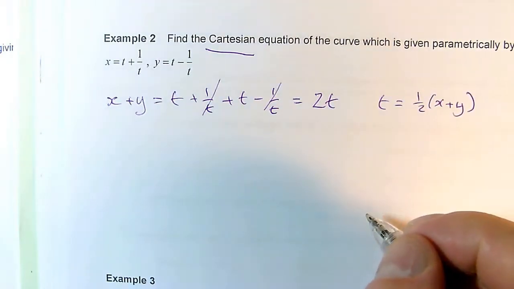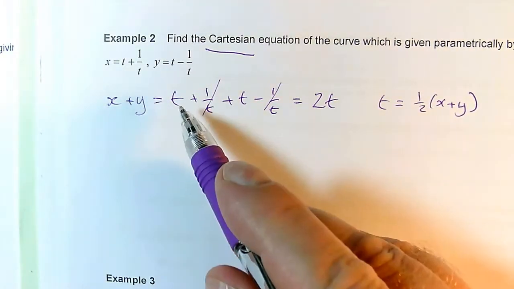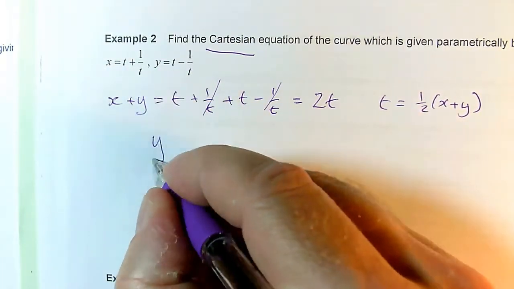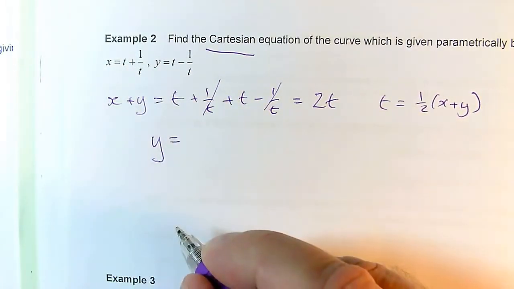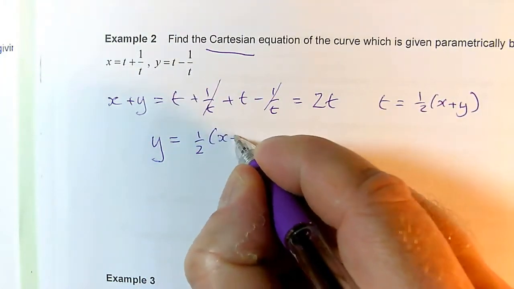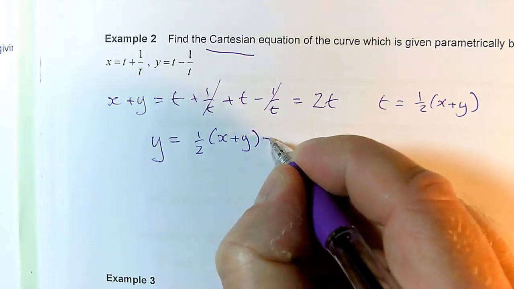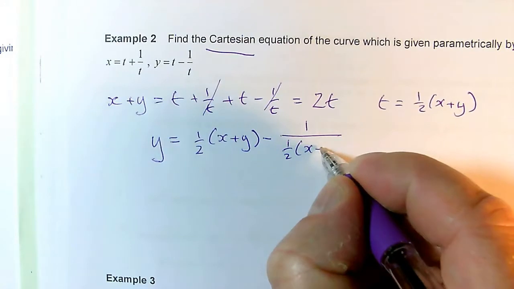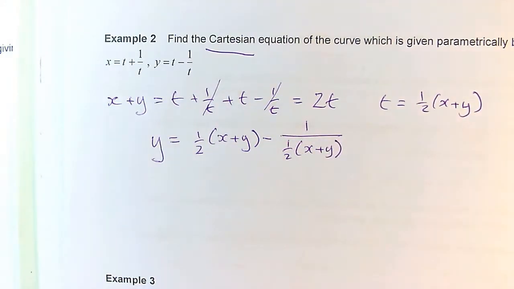How does that help? Well, I can now get a Cartesian equation. From either of these, let's take the y one. Okay, y is going to equal t, which is a half brackets x plus y, minus 1 over t, so that's 1 over a half brackets x plus y. And that is the Cartesian equation. I mean, I probably should simplify this a little bit.